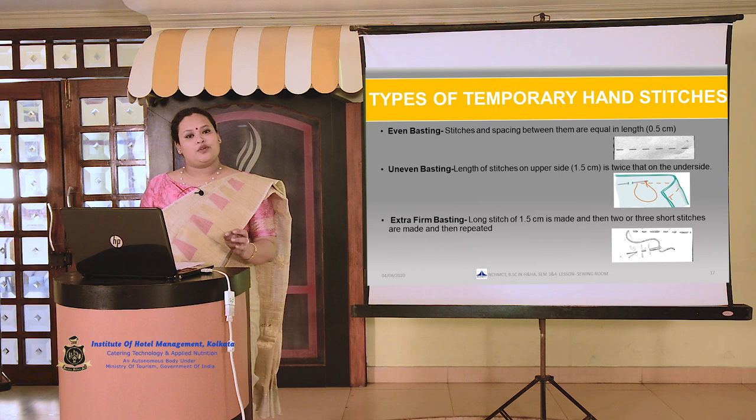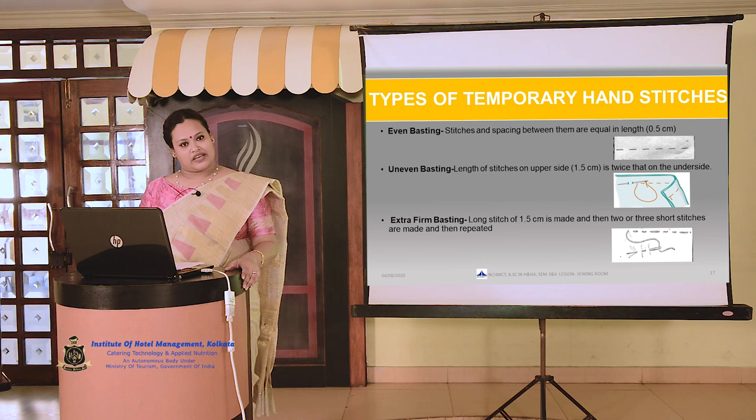The third temporary stitch is known as the extra firm basting. Extra firm basting is a long stitch of 1.5 cm with two or three small stitches in between, and then again another long stitch of 1.5 cm, and this is repeated till the end of the fabric. This is given for extra firm grip or hold on the fabric.